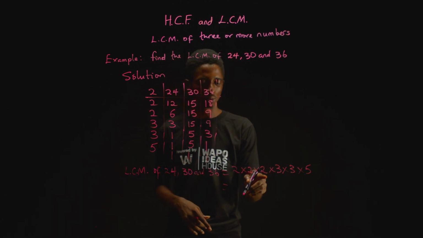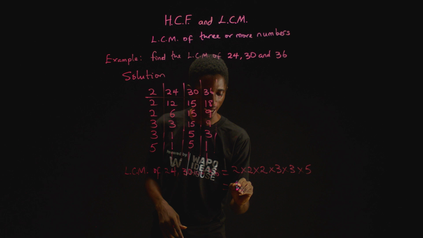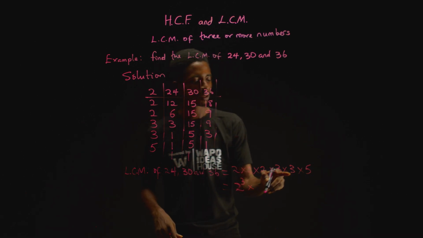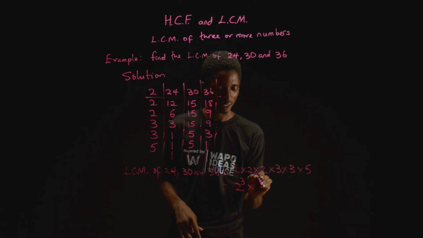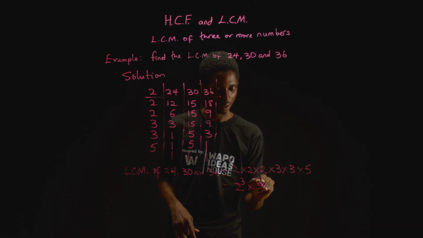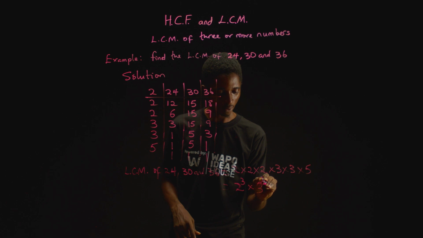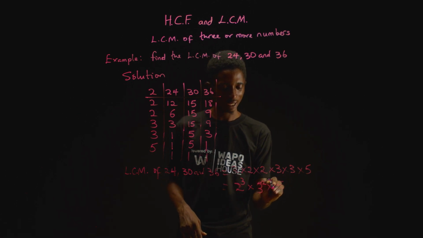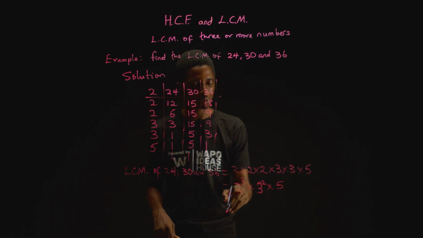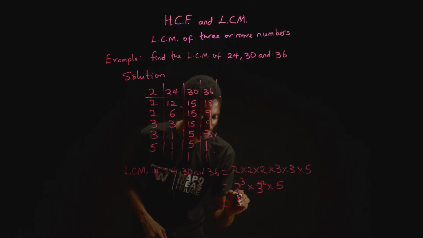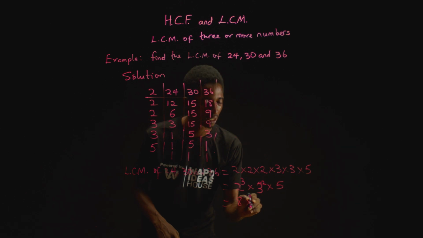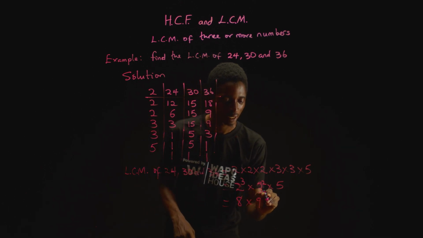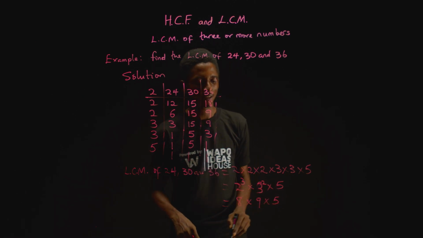2 times 2 times 2 is 2 raised to power 3, and 3 times 3 is 3 raised to power 2, and then multiplied by 5. Now, what is 2 times 2 times 2? That is 8. 3 times 3, 9, and then multiplied by 5.